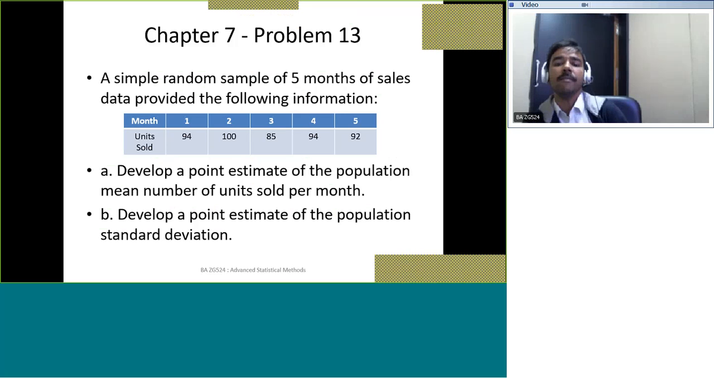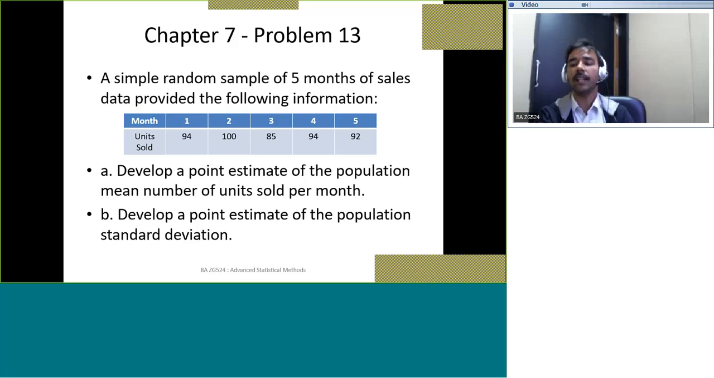A simple random sample of 5 months of sales data provided the following information. I'm just giving you the question number on the top of the slide, so if you want, you can remember it so that the question's answers are there with you. Develop a point estimate of the population mean number of units sold per month.